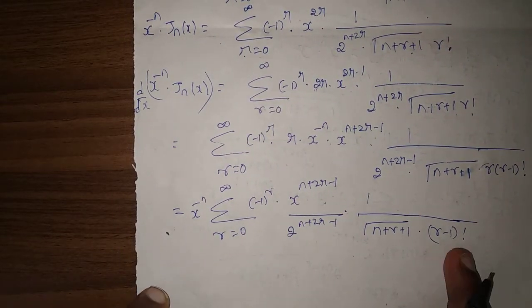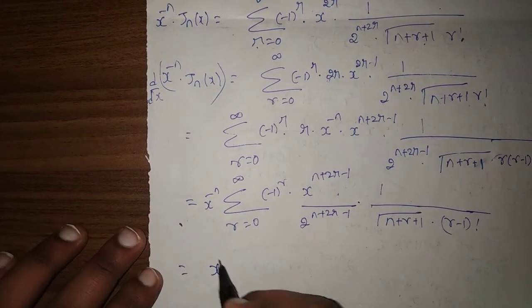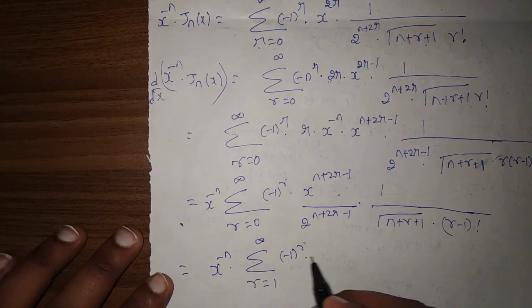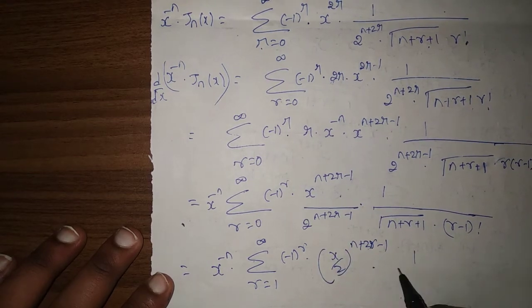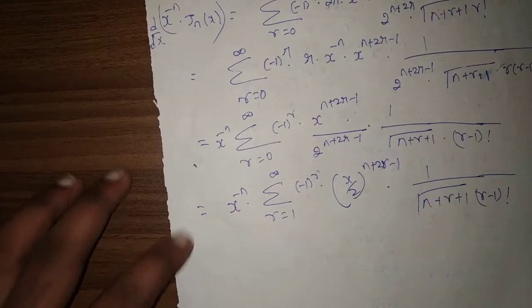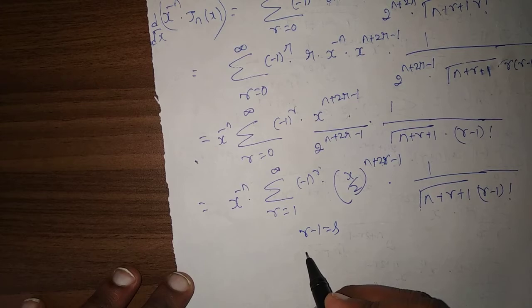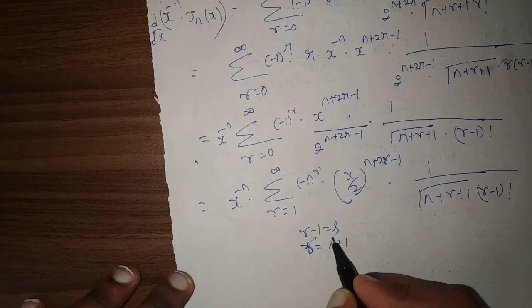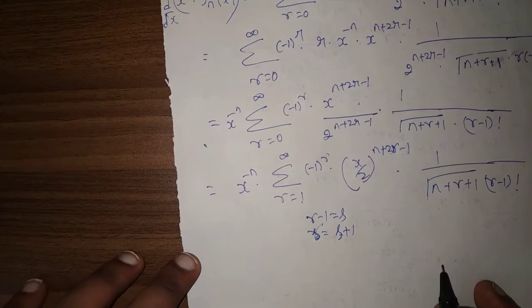So now if you observe, once again we have done this. If r becomes 0, we get minus 1 factorial. So we should define r from 1. So I will define the summation as r varies from 1 to infinity, minus 1 to the power of r, x by 2, I will combine this, n plus 2r minus 1, divided by gamma of n plus r plus 1, r minus 1 factorial. Now you know that already we have done this. I will put r minus 1 as s, so that r becomes s plus 1. So if r becomes 1, s becomes 0. If r becomes infinity, s becomes infinity.